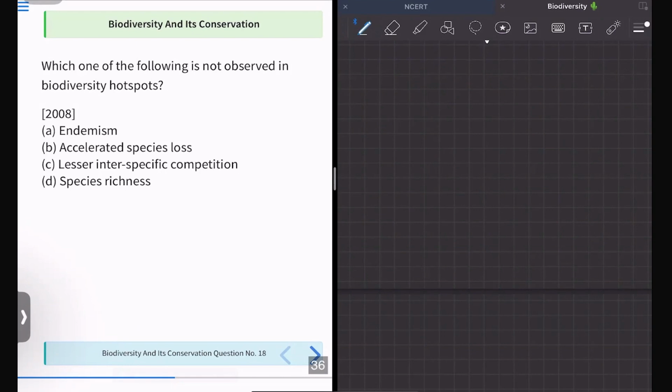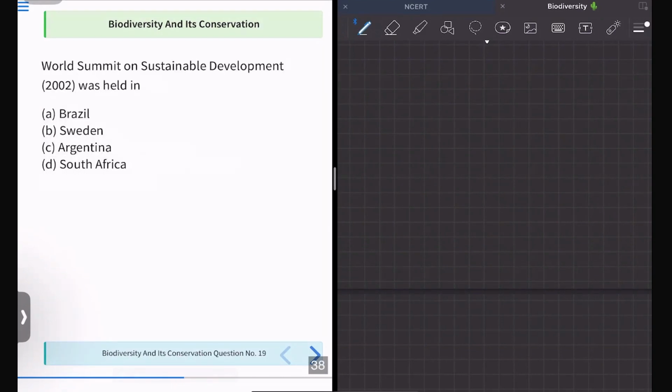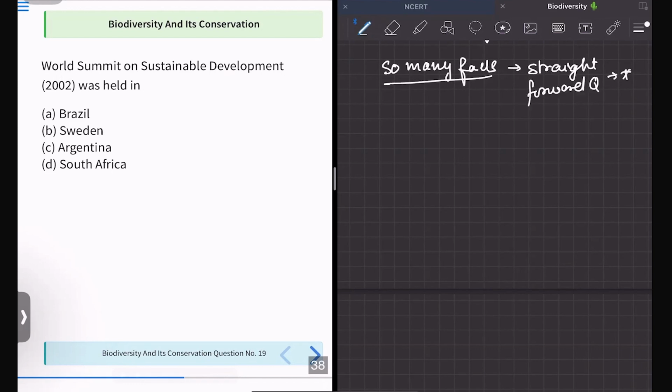Let us move to question number 19 and see what it is trying to assess. In this question, they are asking: the World Summit on Sustainable Development in 2002 was held in? Okay. So actually, this is a factual question. There is no concept in it as such. And these factual questions are going to be repeated from this topic. We have discussed this earlier also, that this topic from 12th NCERT has so many facts. And these facts are going to be straightforward questions. So it actually becomes a benefit for you.